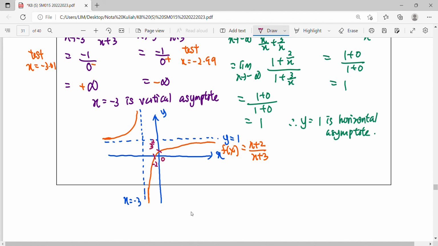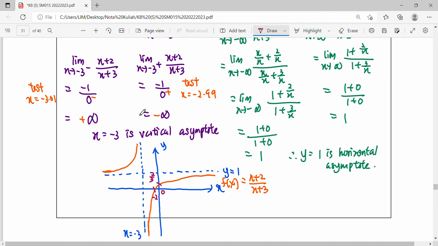So make sure the last step, label everything: x, y axis, asymptote, your graph, and then your intercept. Okay, so this is drawing the function using your limit, meaning using your idea of limit here, finding the vertical asymptote and horizontal asymptote.